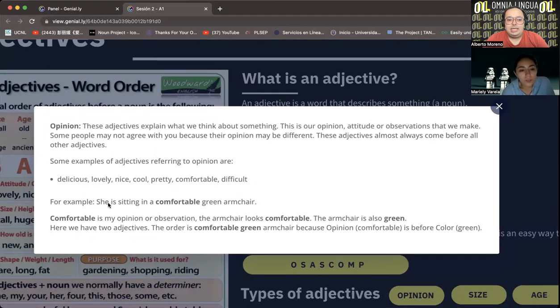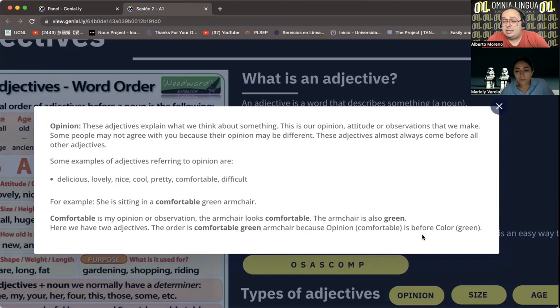For example, she is sitting in a comfortable green armchair. We have in here the opinion and the color, and then we have the noun. Okay, opinion, color, noun. Comfortable is my opinion or observation that the armchair looks comfortable. The armchair is also green. So here we have two adjectives. The order is comfortable green armchair because opinion is before color.